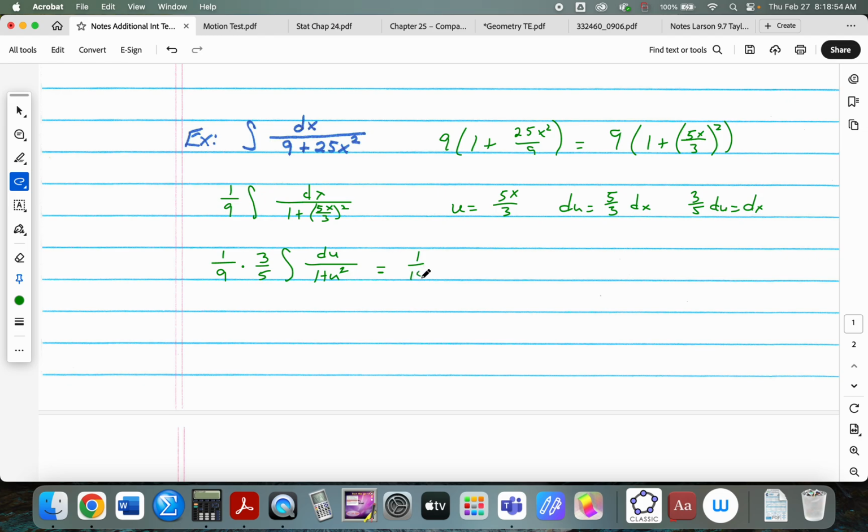So that's going to be 1/15 of the arctangent of u plus a constant. So that's 1/15 of the arctangent of 5x over 3 plus c.